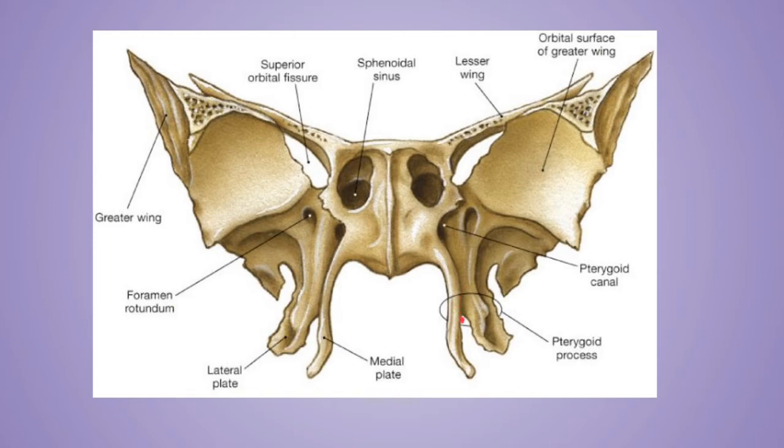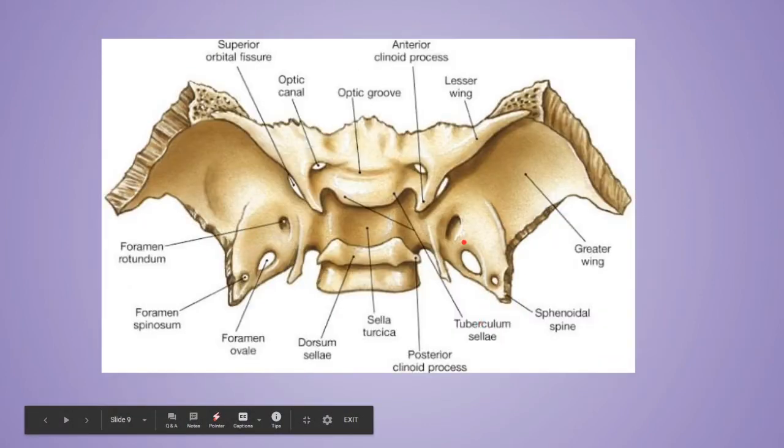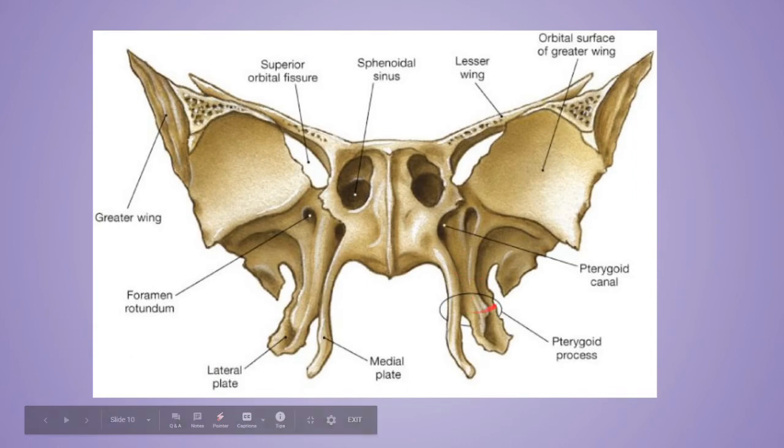Now inferiorly, it divides into two main processes, that is the medial plate and the lateral plate. These two plates fuse together anteriorly. In the anterior view, as you can see, these two plates are fused. But in the posterior view, these two plates divide.